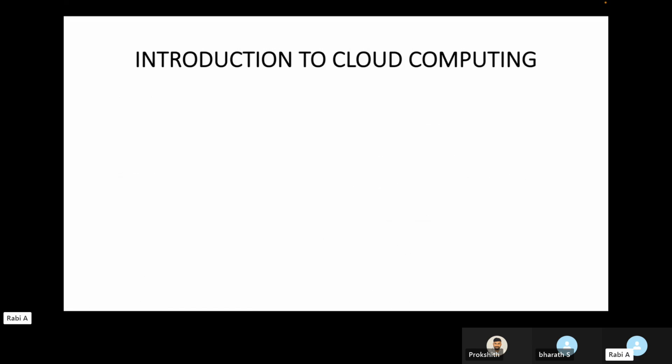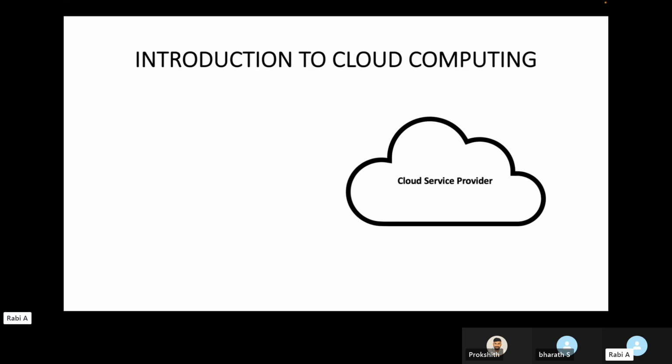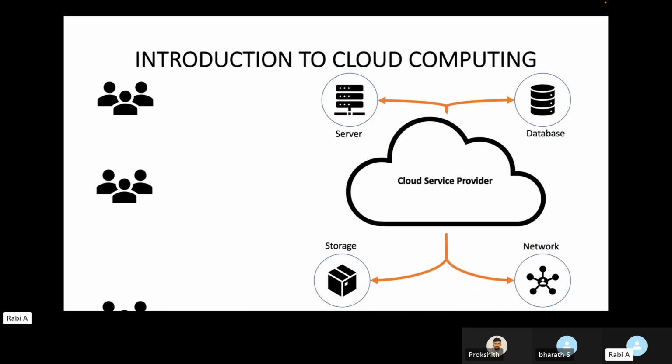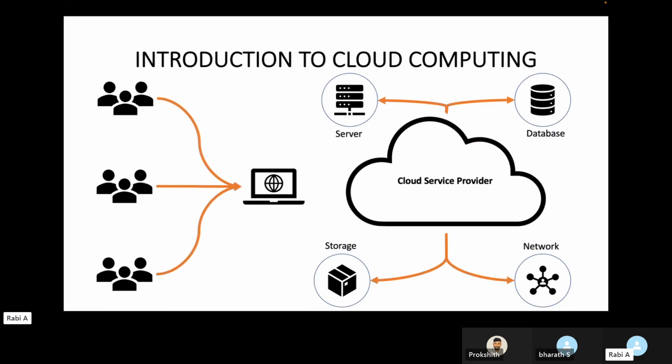So how this works is, we'll have a cloud service provider, and this cloud service provider will have all of our resources like your servers, your database, your storage, your networking, and many more components. Now we, being the end users, can access these resources from anywhere we want as long as we have internet connectivity. So I don't need to maintain any of these things. I don't need to manage any of these things. Me being the end user, I can start accessing these resources from anywhere I want as long as I have the internet connectivity. And with this, you're only going to pay for what you use.